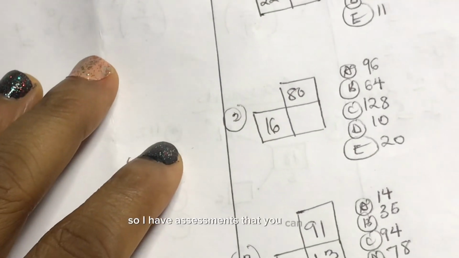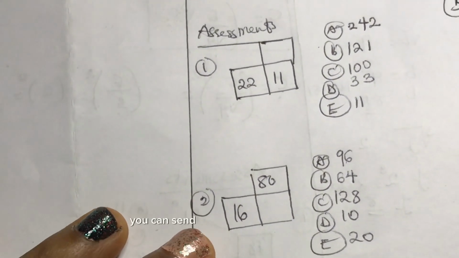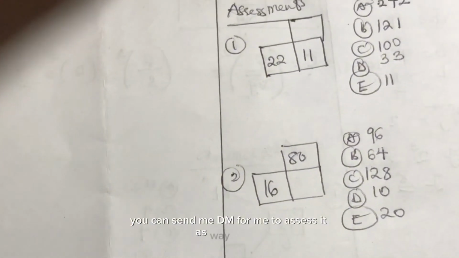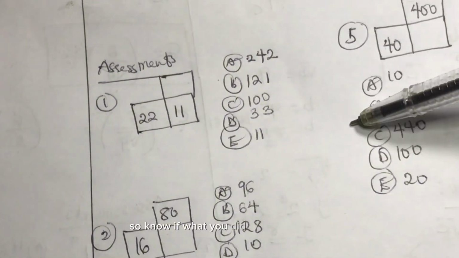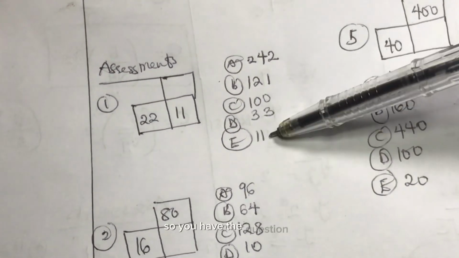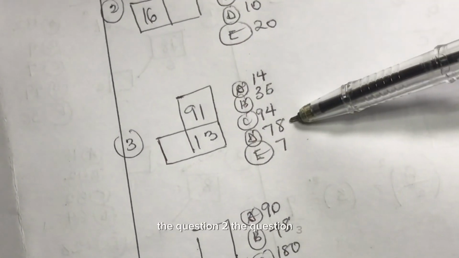So I have assessments that you can solve on your own, and you let me know. You can send me a DM for me to assess it as well. And the assessment has options to know if what you did is right or wrong. So you have question 1, question 2, question 3.